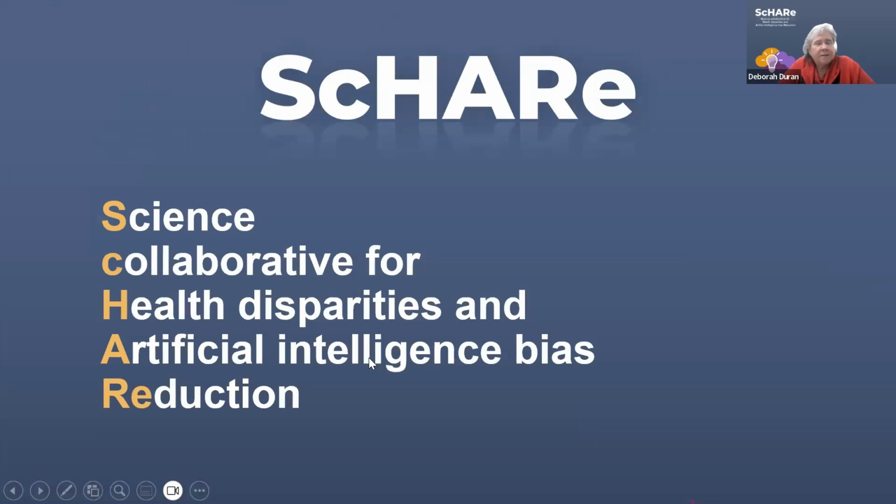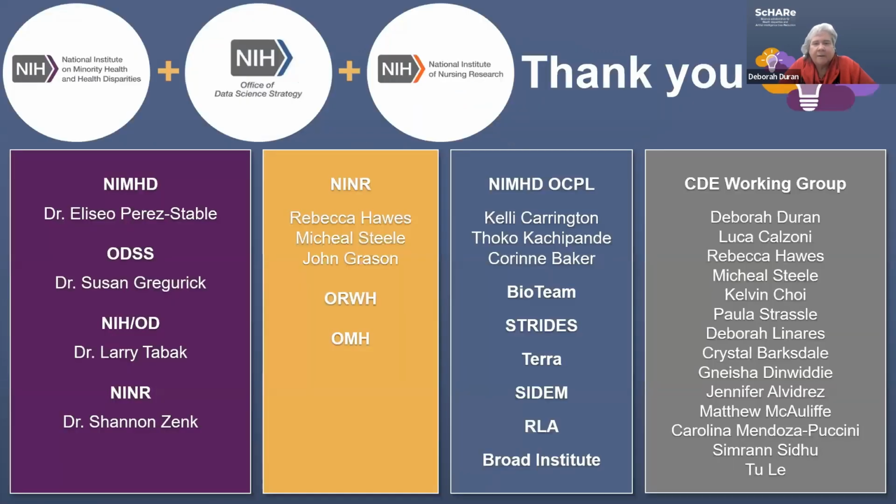ScHARe stands for Science Collaborative for Health Disparities in Artificial Intelligence Bias Reduction. It is a cloud-based platform that we've developed that focuses on social determinants of health and environment and behavior. In order to build this system, it took many people, and much appreciation to all that helped us. This is the first of its kind in the way that we are navigating. So we welcome you.